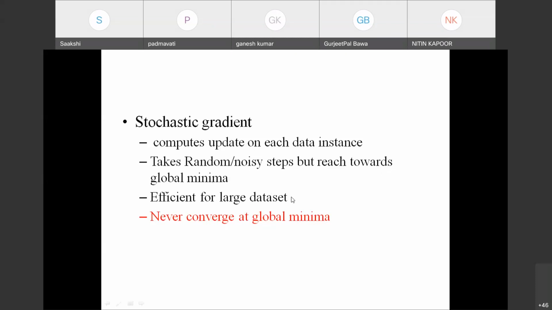It is very efficient for large data sets, because we know that if I apply batch gradient descent, it is a very difficult task just to process a single iteration. If we have millions and trillions of data points in my data set, then it takes too much time. The only disadvantage is we may not get convergence at the global minima. Definitely we will move towards it, or we will be very near to the global minima.